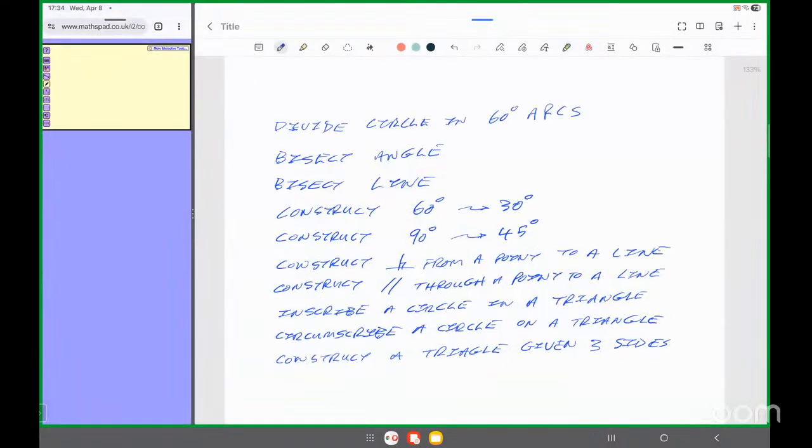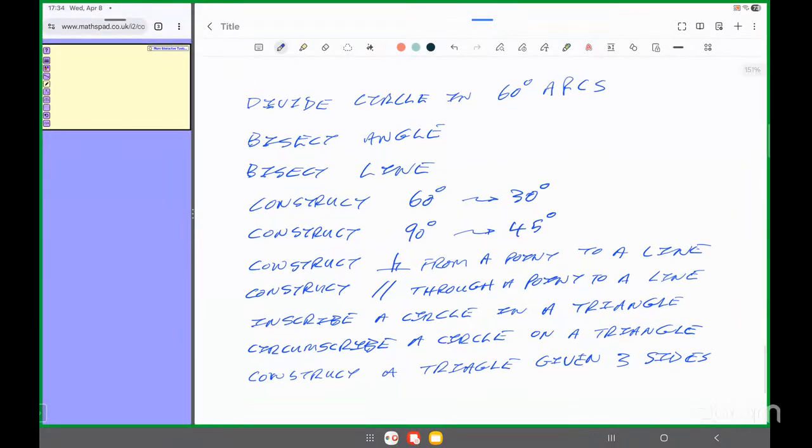All right, that is it. You divide a circle into 60-degree arcs. So you understand that each time you draw an arc from a point on the circumference, you're creating a 60-degree arc. Bisect angles, bisect lines, construct a 60-degree angle, which is the easiest angle to construct, and then you bisect that to get a 30. Construct 90-degree angles, and then you can bisect the 90 to get a 45. Then you have to be able to construct a perpendicular from a point to a line and construct a parallel to a line through a point.